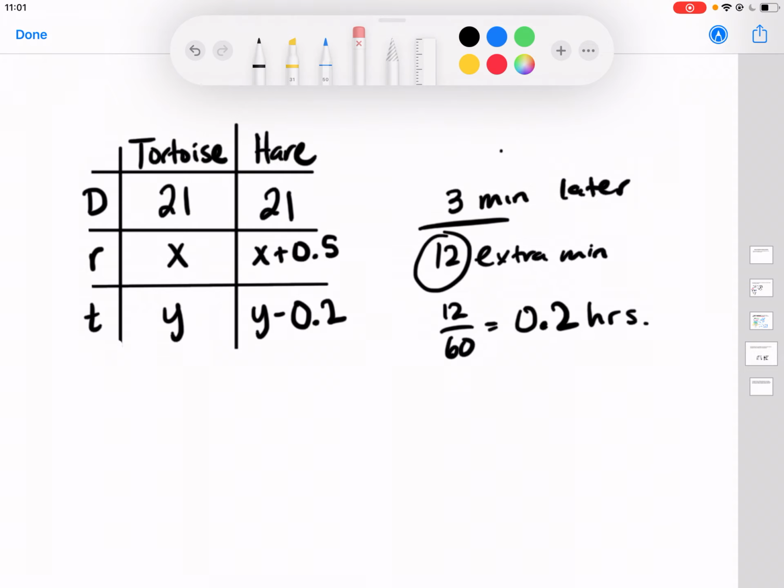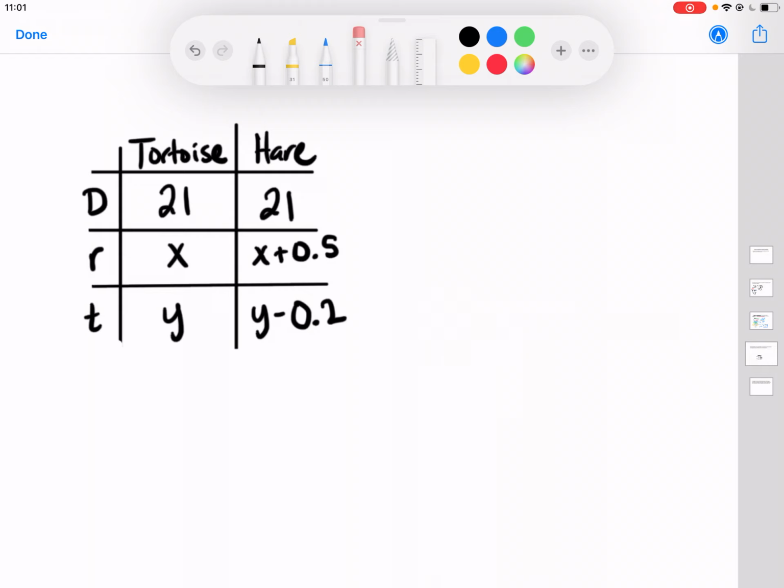All right. And in the end, all we really need are the speeds of each one. So really my focus is to get X by itself first. And then once I find X, I will be able to find the hare speed super fast. So next thing you'd want to do is set up two equations. We've got 21 is equal to X times Y. That comes from this right here.